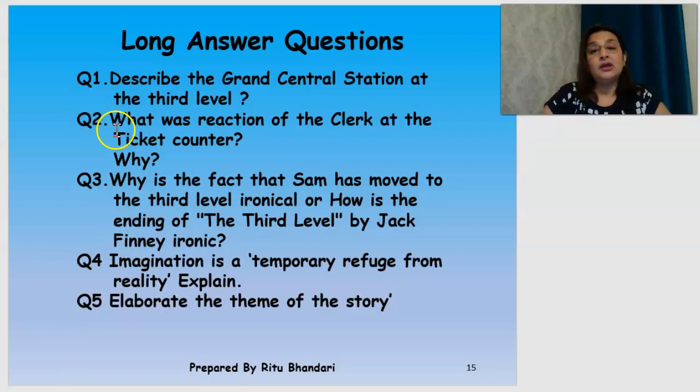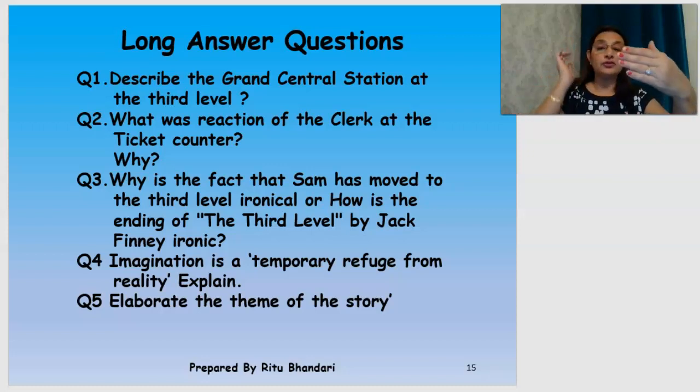Now, question number 2 says, what was the reaction of the clerk at the ticket counter? Here the context is that Charlie discovered that he was on the third level, so he decided to go to Galesburg with his wife Louisa, and therefore he turned to purchase 2 tickets from the clerk at the ticket counter. And therefore the following incident happened. That comes in the second paragraph.